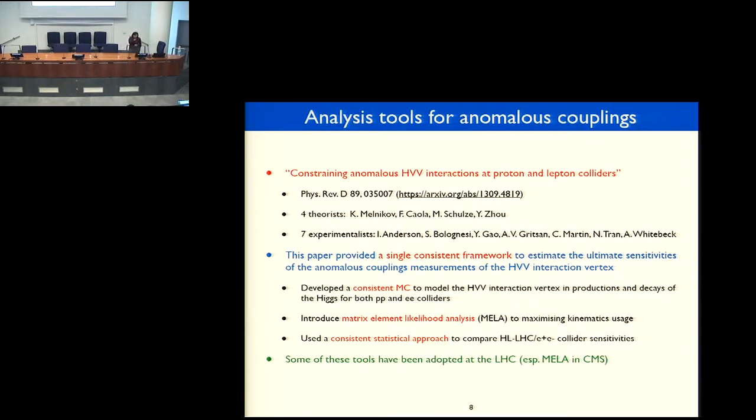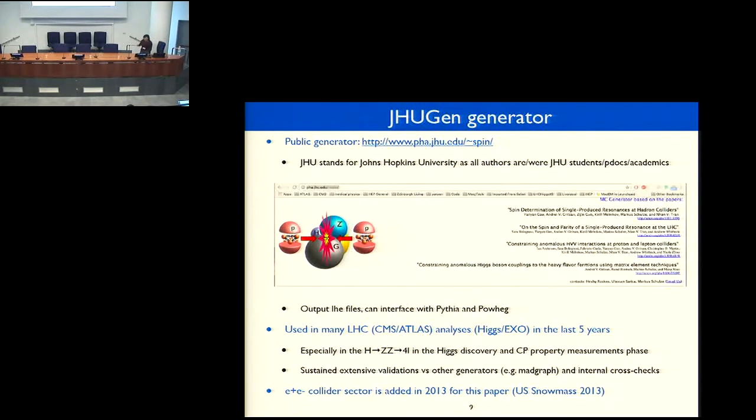Also, in this study, we wanted to use a consistent statistical approach to compare the sensitivity, so that when you're talking about the sensitivity of a quantity, there's no ambiguity in how to translate between the two. Some of these tools, as I mentioned, have been adopted at the LHC, especially in CMS. This is just a highlight of the generators themselves, so I'll leave you to look at it later.